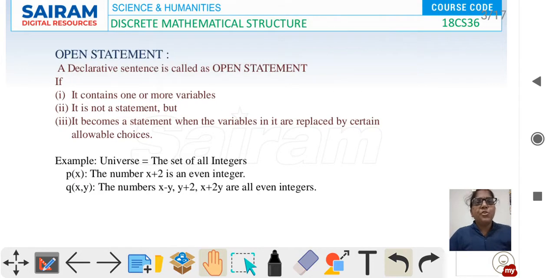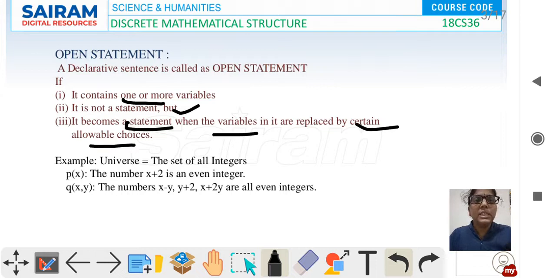Before we get into quantifiers, we should know what an open statement is. An open statement is nothing but a declarative sentence. It must contain one or more variables. And it is not a statement, but it becomes a statement when the variables are replaced by certain allowable choices. That means, see here, we have one sentence, p of x. What is p of x? It is: the number x plus 2 is an even integer.